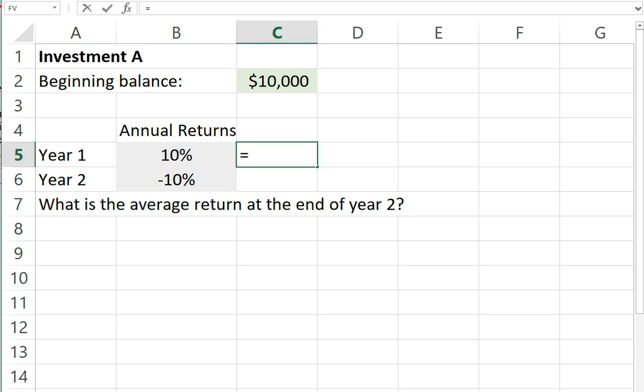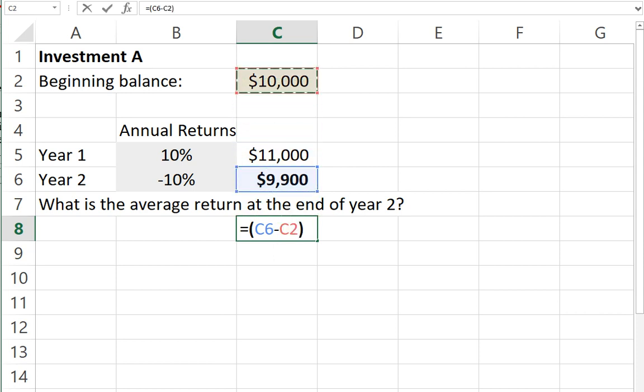So after 1 year, growing at 10%, we have 11,000. Then this amount declines by 10% in the next year, and we have an ending balance of 9,900. So in reality, what was the average return for that period? We take the ending balance minus the original investment, divided by the original investment, and that gives us a 1% loss. And you can clearly see that we have 1% less than when we started, no?